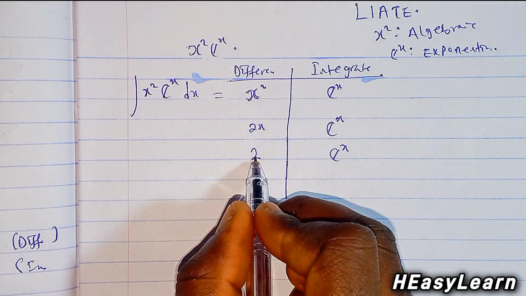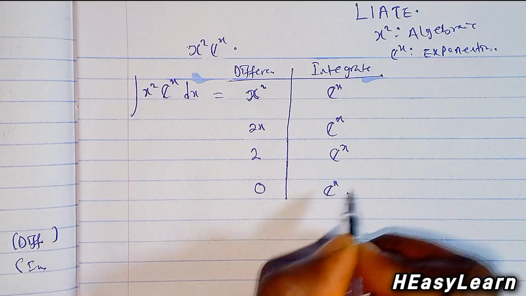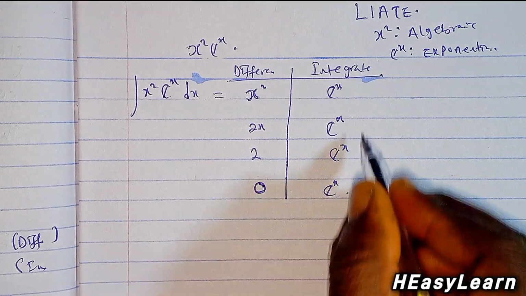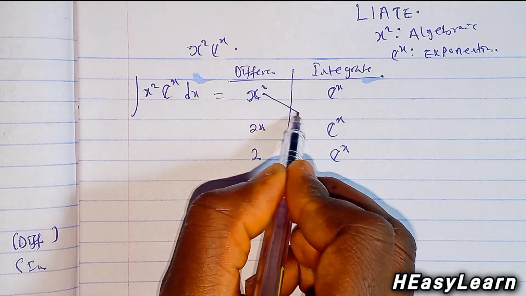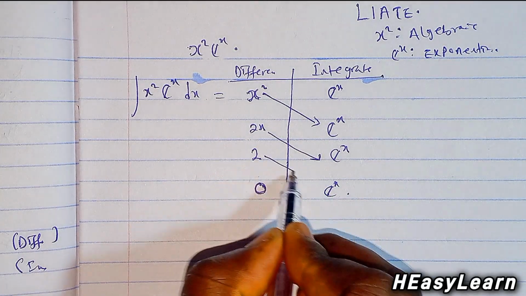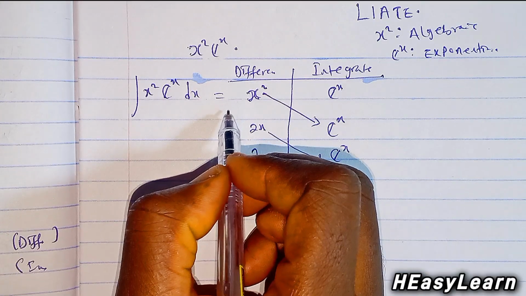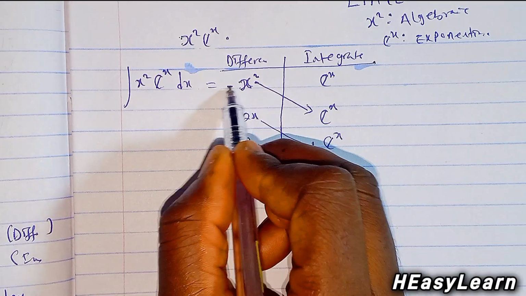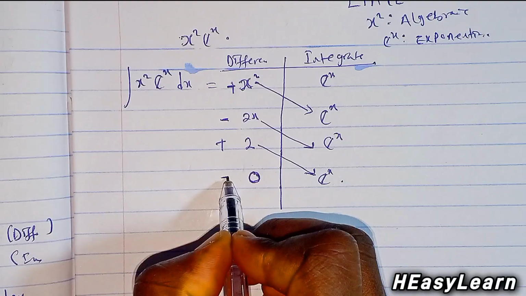What is the differential of the constant function? 0. The integral of exponential x is still exponential x. When this side is 0, then we stop the process. So the first to the second to the third, and the third to the first. Then we apply the diagonal rule. Alternate the process. Here is positive, here is minus, positive, minus.